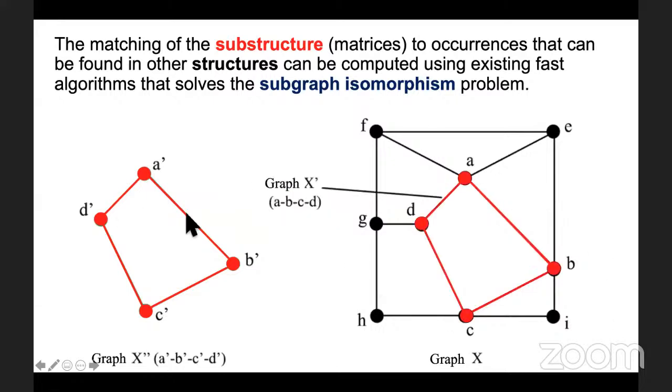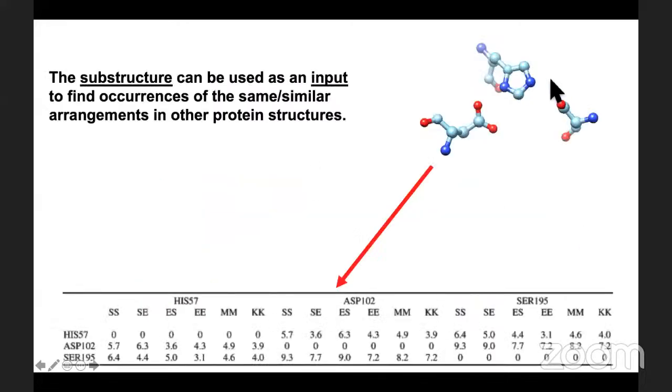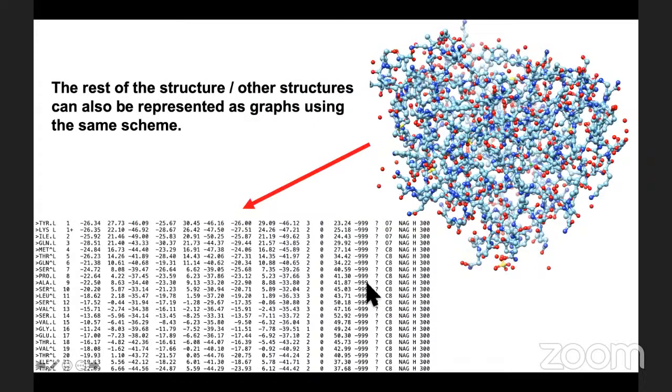And we are able to find similarities of this inside a larger structure. Okay, so we can use this substructure as an input to find occurrences of the same or similar arrangements in other protein structures. And we can then take the rest of the structure and other protein structures, also represent them as graphs using the same scheme and carry out the searches.